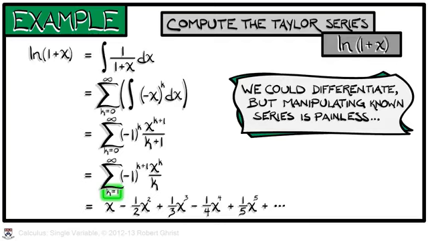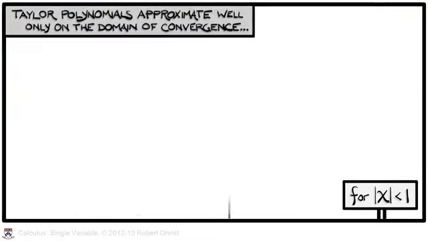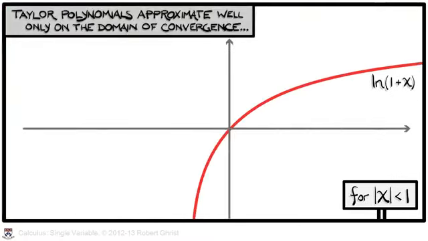Now, are there any problems with this? Well, since we used the geometric series in this derivation, we must be careful to remain within the convergence domain for this. X must be less than 1 in absolute value. This fits well with the principle that Taylor polynomials approximate well only on the convergence domain.